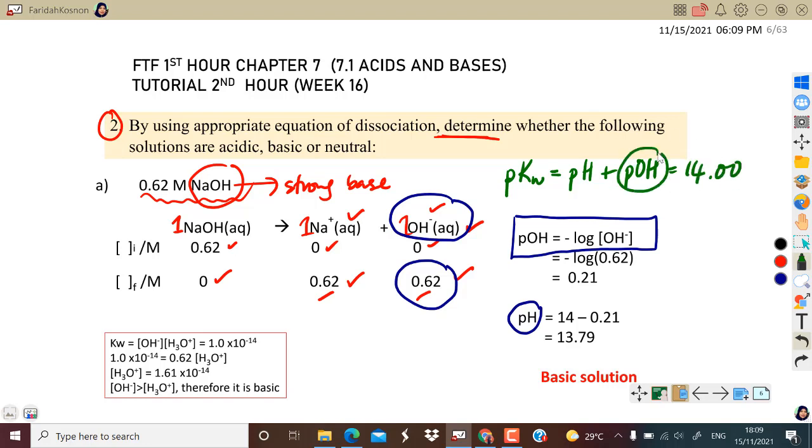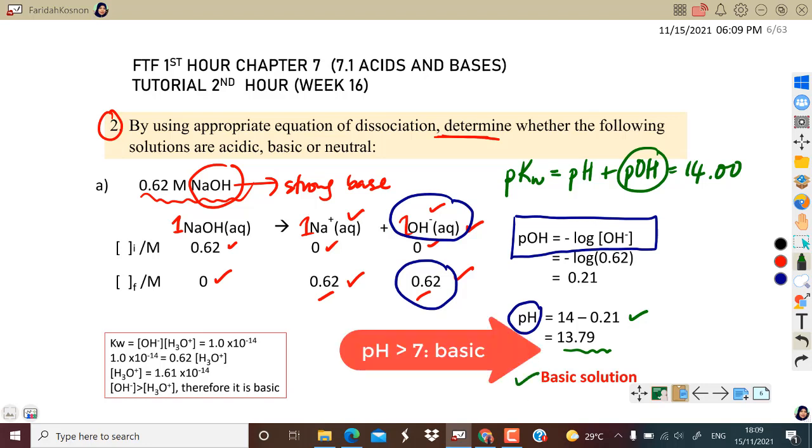Jadi kita sudah ada pOH. Okay. Kita boleh cari pH. Jadi pH is equals to 14 minus 0.21. So the pH of the solution is 13.79. Therefore, it is a basic solution.